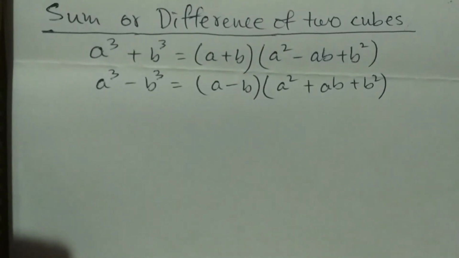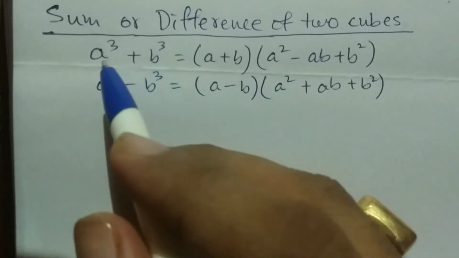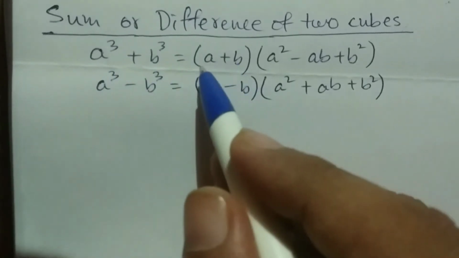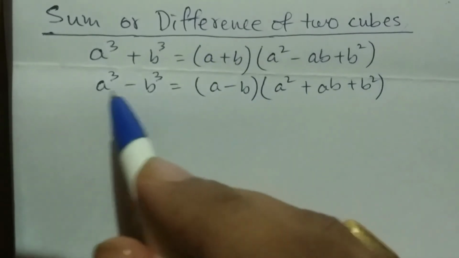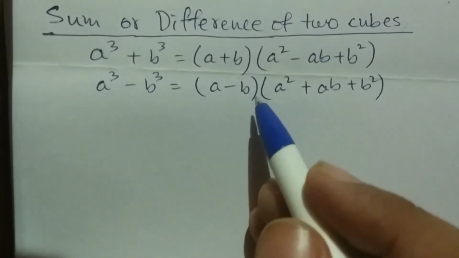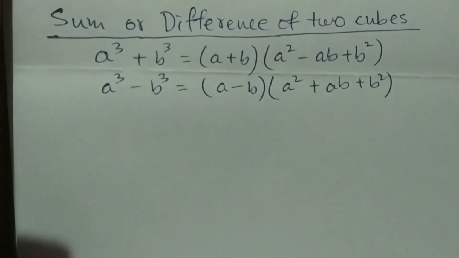As we know, the formula for two cubes is a cube plus b cube, that is equal to a plus b into a square minus ab plus b square. This is a factorized formula. This is also a cube minus b cube, that is equal to a minus b into a square plus ab plus b square. So this is also another factorized formula. We will see one example for this.